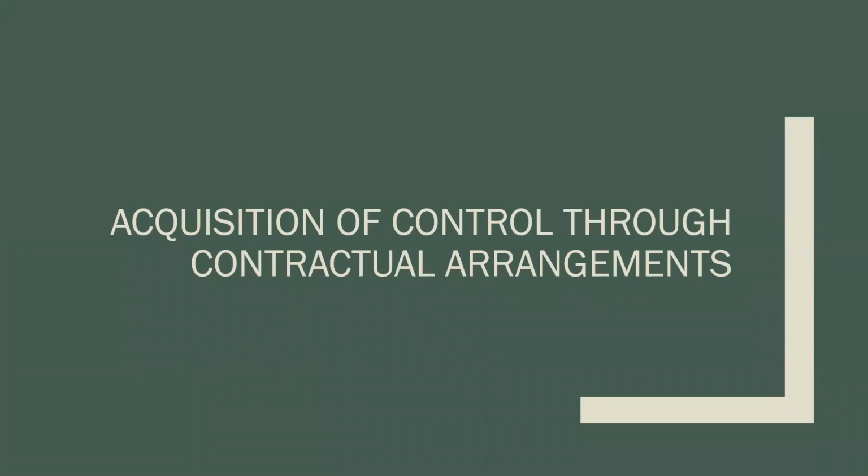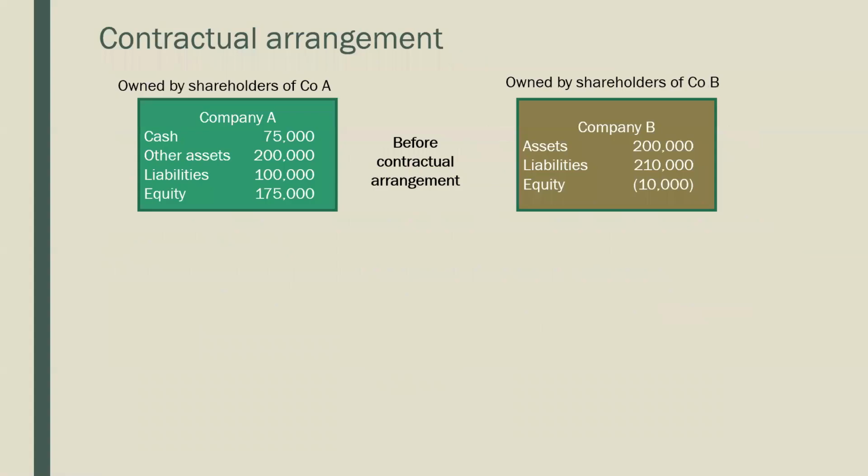Looking at acquisition of control through contractual arrangements. So here's a scenario. There's company A, company B. Company B seems to be in a little bit of financial trouble. It's got negative equity balance. Its liabilities exceed its assets. Company A seems to be in much better financial situation.